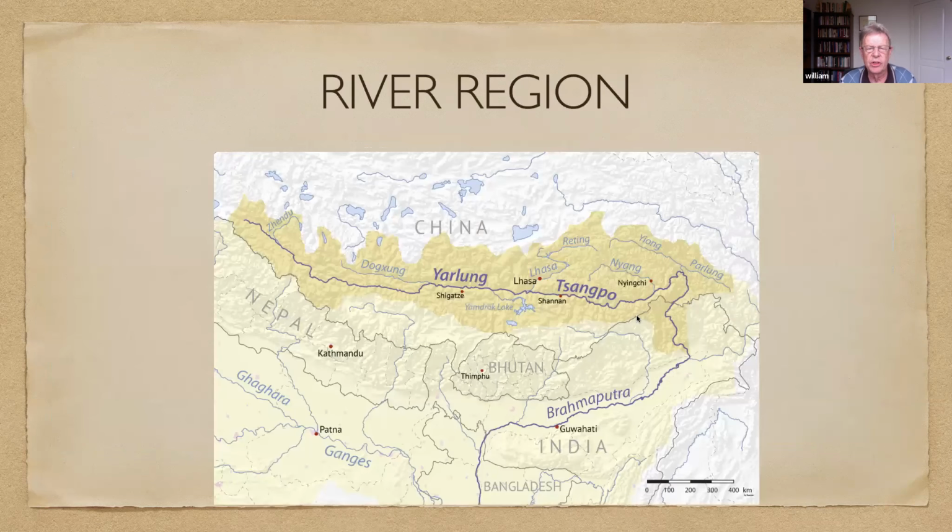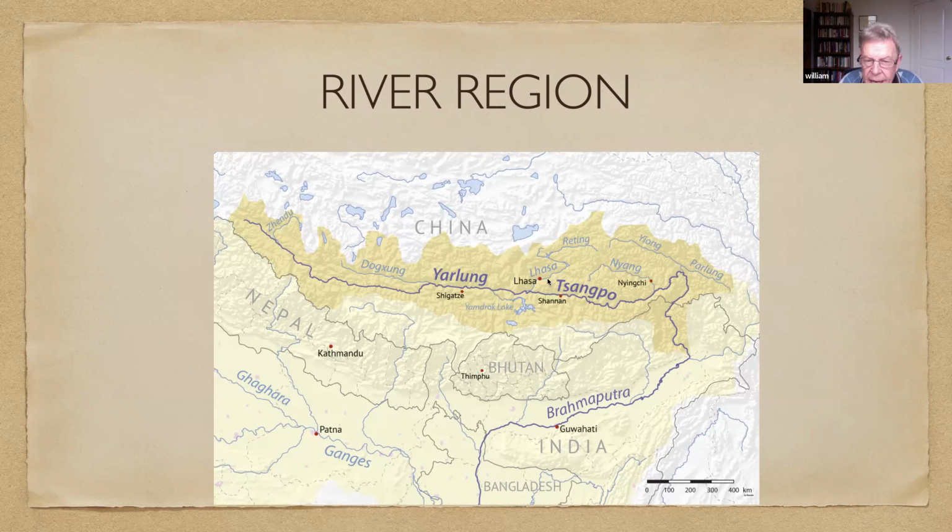The river region stretches east and north from the city of Lhasa. We'll be visiting Lhasa in quite a bit. But you see Lhasa, it's the red dot on the map. That's the capital. So the river region spreads to the north and to the east of Lhasa.